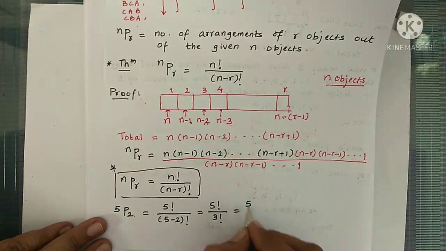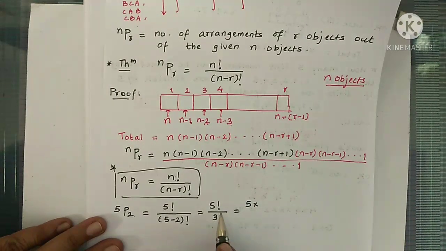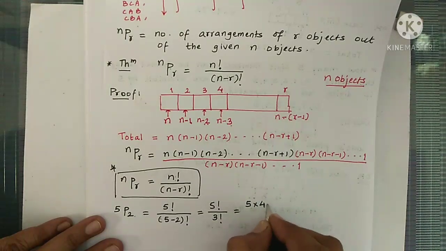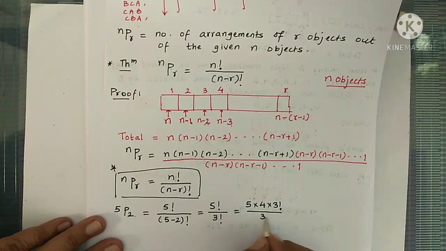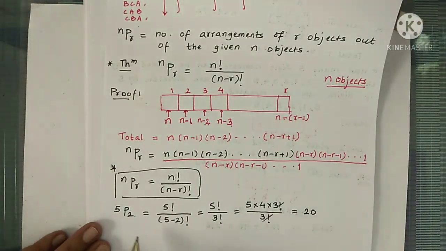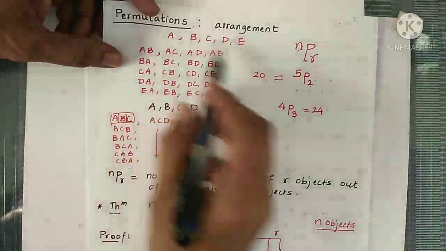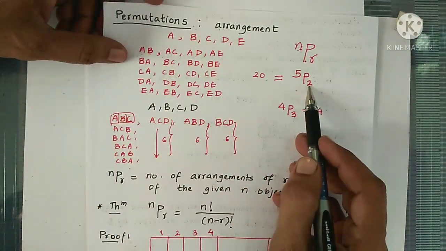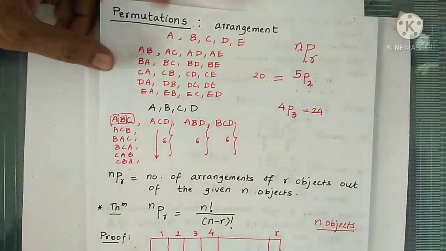While doing the video on factorial notation, we know that we have to write this bigger number up to the smaller one. 5 into 4 into 3 factorial. And now we can cancel this 3 factorial. And we get the value 5 into 4, 20. See here, we directly get the value. And here we have written all the possibilities. And using that we have found out 5P2 equals 20.